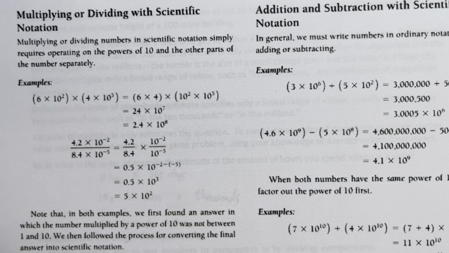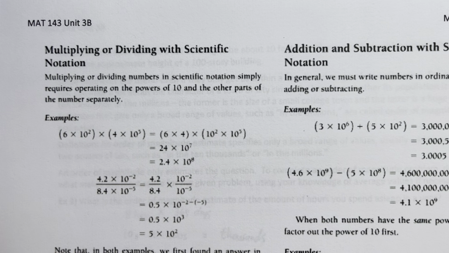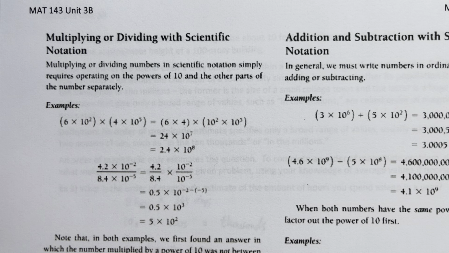All right, multiplying and dividing with scientific notation. If you need to multiply or divide, you're going to multiply the first numbers, and then you're going to add the exponents. And if you are dividing, you would divide the first numbers and then subtract the exponents.